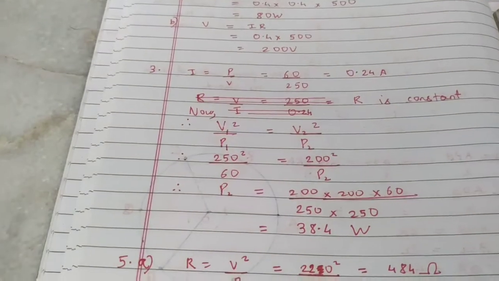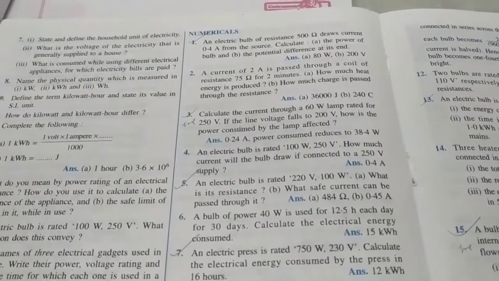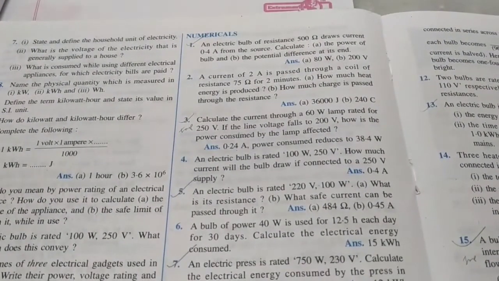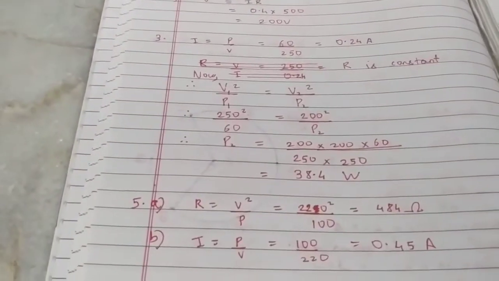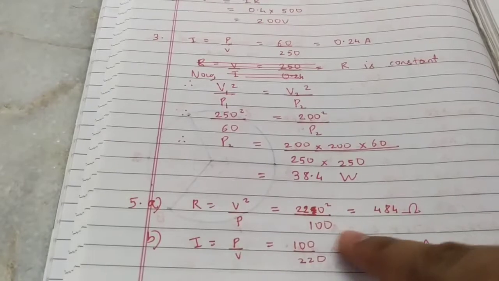Now in question 5, the electric bulb is rated 220 volt and 100 watt. A. What is its resistance? So V and P are given. So what's the formula for R? It's R is equal to V squared upon P. Substitute the values and get the answer in ohm.